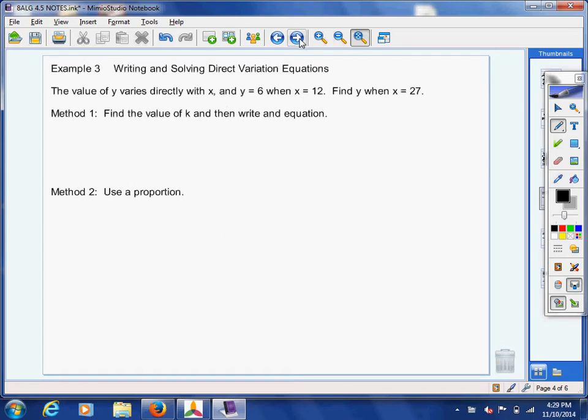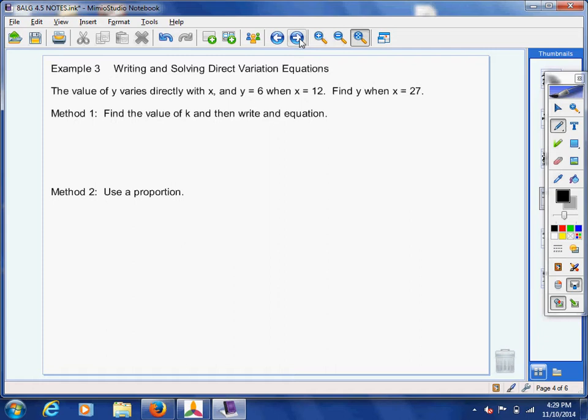I'm actually going to go through this a couple of times, so this video may be a little bit longer than normal. This is our question. The value of y varies directly with x, and y equals 6 when x equals 12. Find y when x equals 27.